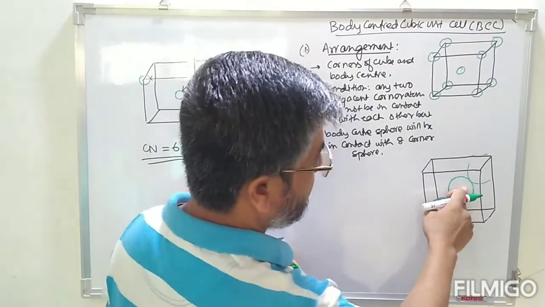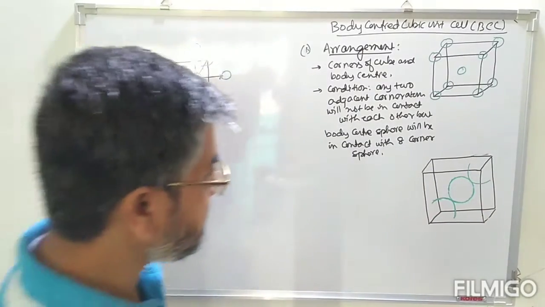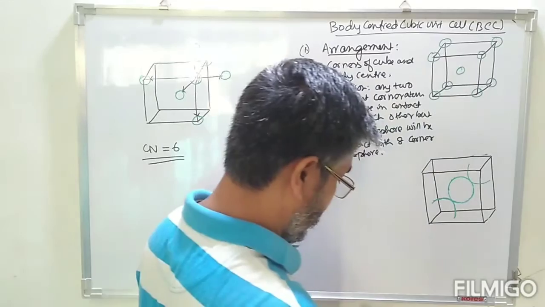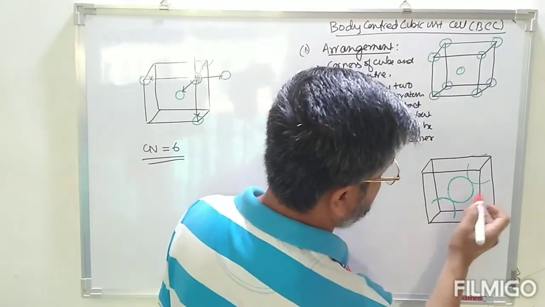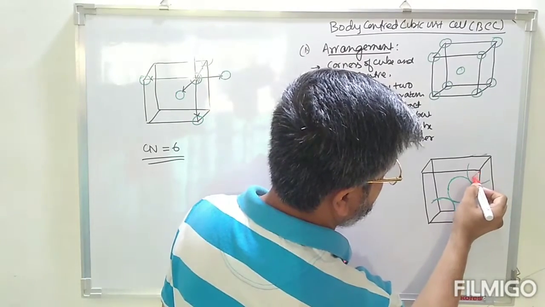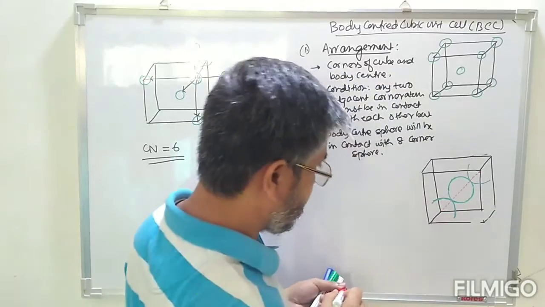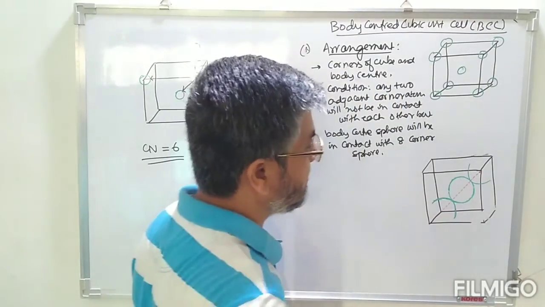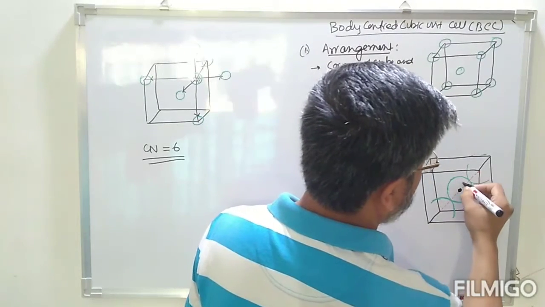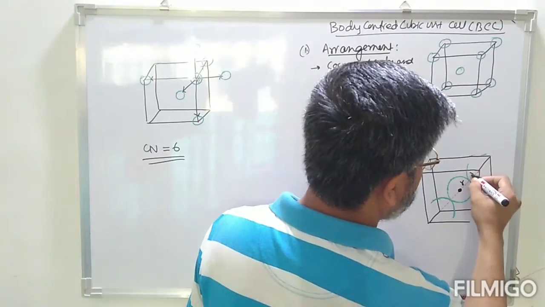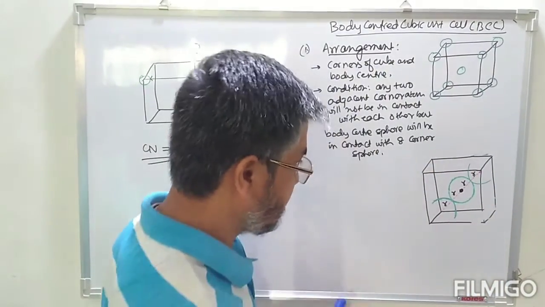Again, we consider that the body center atom will be in contact with these corner atoms. The length is the distance in the body diagonal, and if this is the center of the two, this is r, this is r, this is r, this is also r.